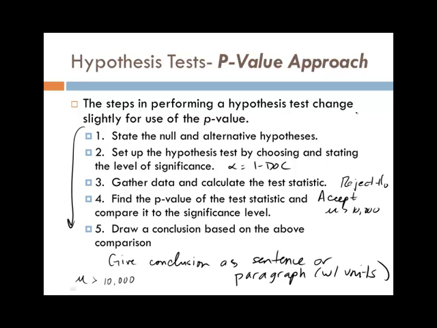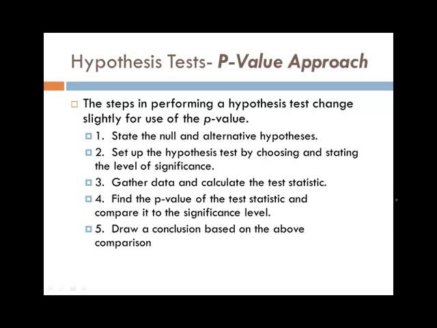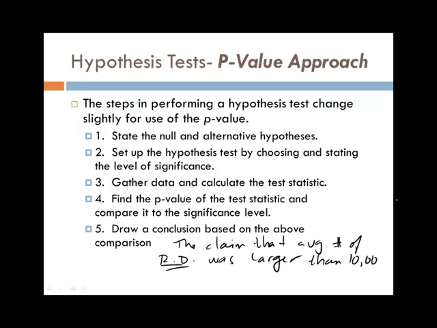So then we would say in a sentence, the claim that the average number of rubber duckies was larger, sorry, I'm using abbreviations here, larger than 10,000 is supported by the sample data. Something like that. Okay.